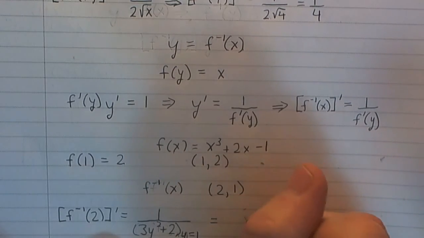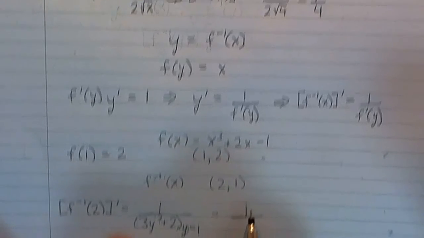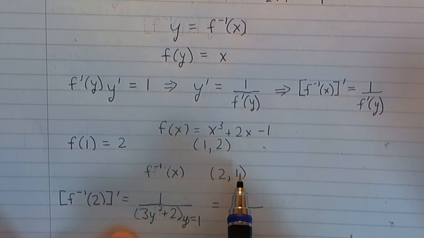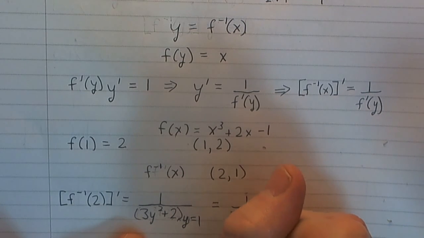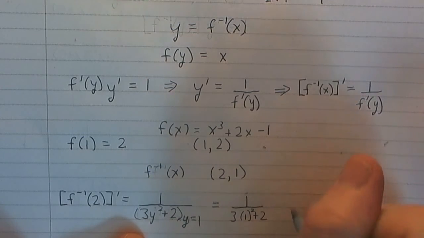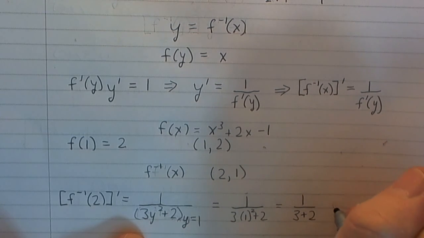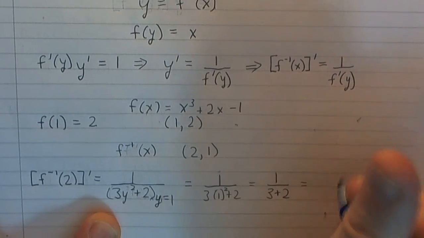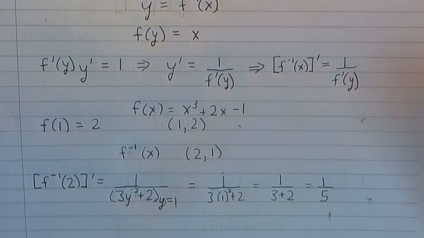And here's what I'm going to get. I'm going to get 1 over, in other words, I'm going to take the derivative of this function, but I'm going to put in the y coordinate. See, I take the derivative and evaluate it at the y. So here's what I have. I have 3 times 1 plus 2. That's 1 squared. And that's 1 over 3 plus 2, which is 1/5. And there's my derivative using this formula.